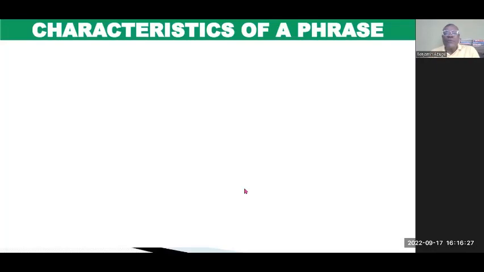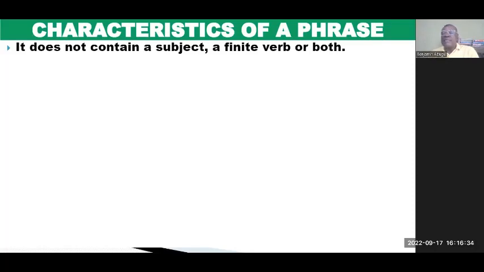Now, let's move on to look at the characteristics of a phrase. It does not contain a subject, a finite verb, or both. If you watch the video I uploaded on the clause, okay, then you will understand that a clause is a group of words that contains the subject-verb combination, all right, and makes or conveys complete meaning, or can form a sentence or part of a sentence. You will be able to see how a clause differs from a phrase.